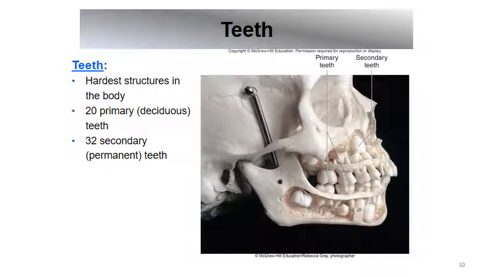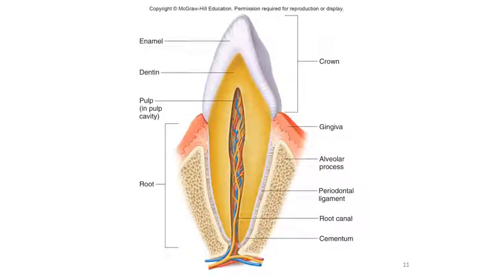Next, teeth. For the teeth, know that we have 20 primary teeth, meaning that these are the ones that fall out, and then we have 32 secondary, or the permanent teeth. We will go over the parts of the tooth in the lab, so I'll get you a better picture than this.